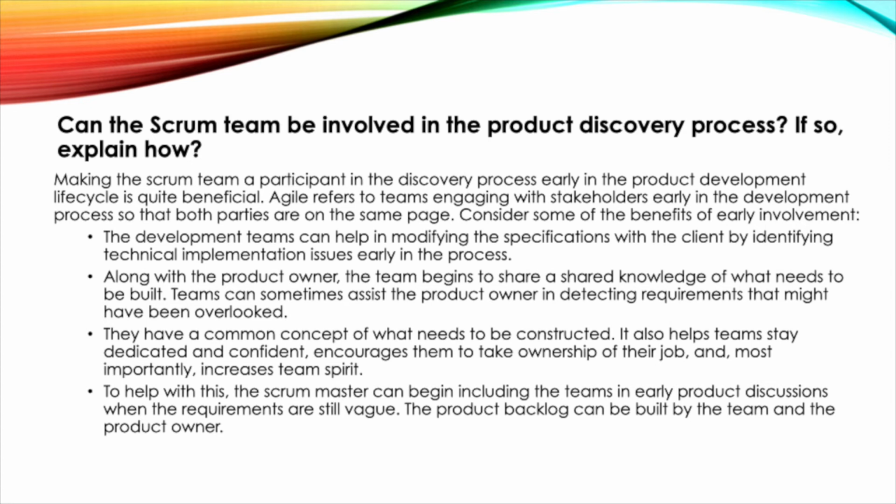It also helps teams stay dedicated and confident, encourages them to take ownership of their job, and, most importantly, increases team spirit. To help with this, the Scrum Master can begin including the teams in early product discussions when the requirements are still vague. The product backlog can be built by the team and the product owner.